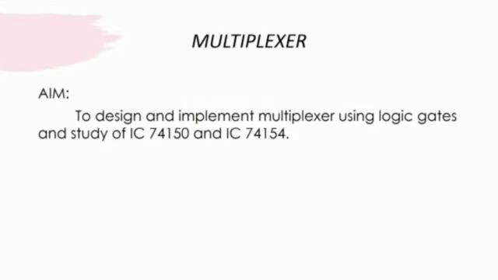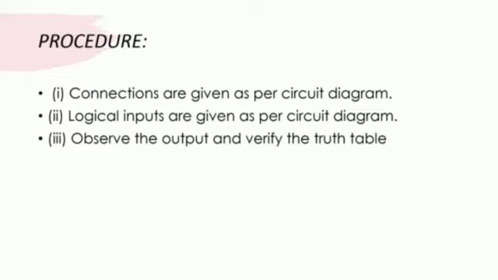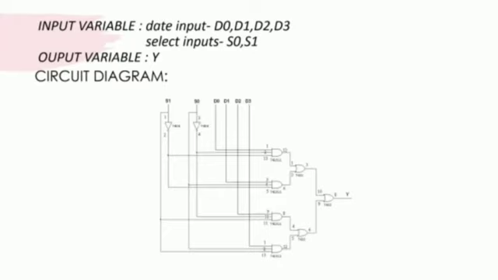First we are going to see what a multiplexer is. The aim is to design and implement a multiplexer using logic gates and study IC 74150 and IC 74154. The procedure is that connections are given as per the circuit diagram, and we have to give the logical inputs, observe the output and verify the truth table. The input variables are D0, D1, D2, D3, S0 and S1, and the output variable is Y.